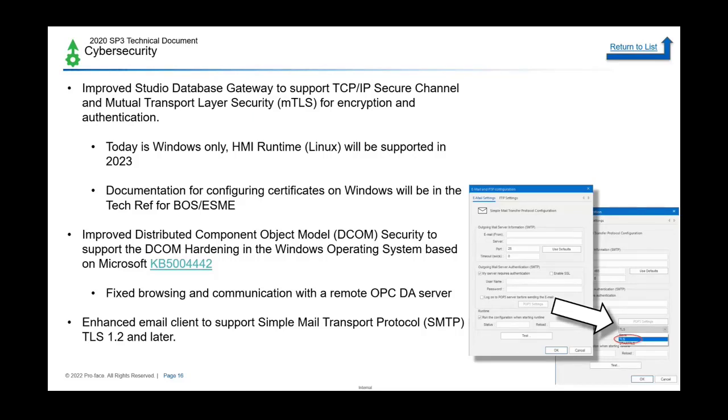And then documentation for how to configure the certificates, et cetera, will be in the technical reference for the software. All right. Again, another under-the-hood thing: some changes to the DCOM hardening in the operating system. I think we all deal with that not too much anymore. And then I guess there was a problem with remote browsing. And then this is another interesting one at the end. They've added support for TLS 1.2 to the email client.